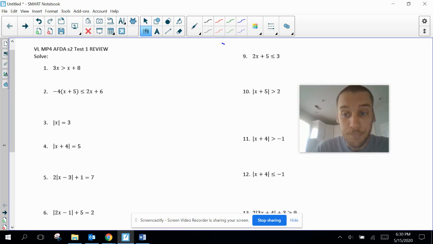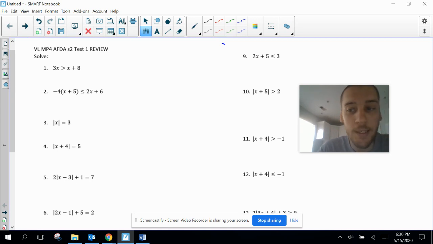So here we go. I'm going to go through all the problems. The test is going to be just like this. If you have any questions, fast forward, rewind, do what you need to do, and then ask me questions if the stuff doesn't make sense. So: graphing inequalities, solving absolute values, and graphing absolute value inequalities, basically putting the first two things together.